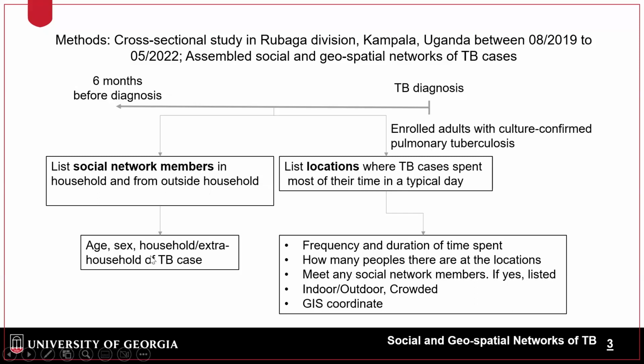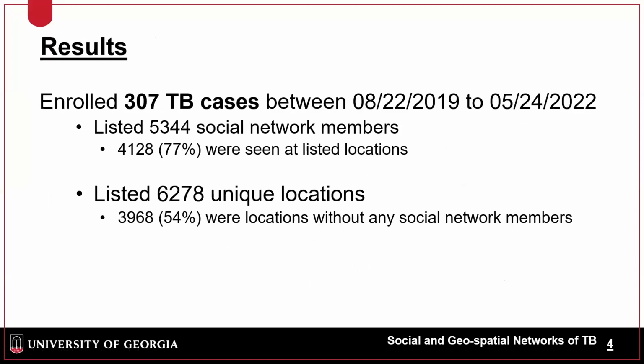For social network members, we asked age, sex, and household status. For the locations, we recorded the frequency and duration of time spent, whether they met the social network member or not, indoor or outdoor location, crowded or not, and GIS coordinates. Now let's shift gears to the results.